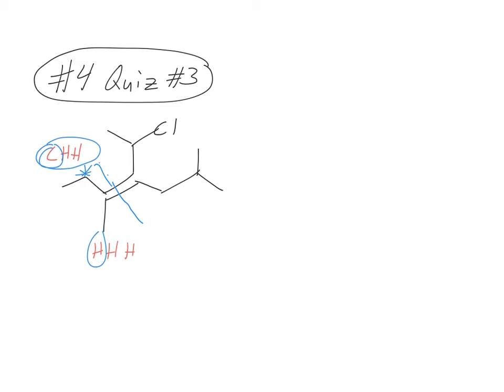Now we go over to the other side. Carbon and carbon, right? Tied. What does this carbon have? It has a chlorine, a carbon, and an H. This carbon has a carbon, a hydrogen, and a hydrogen. So again, which wins? The chlorine wins. So this side gets priority. So this would be a Z isomer.